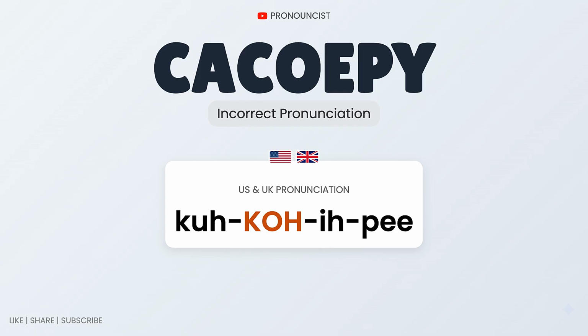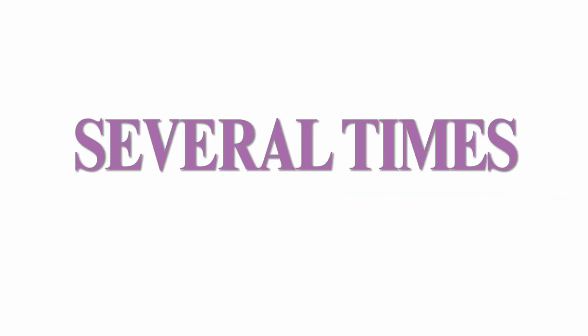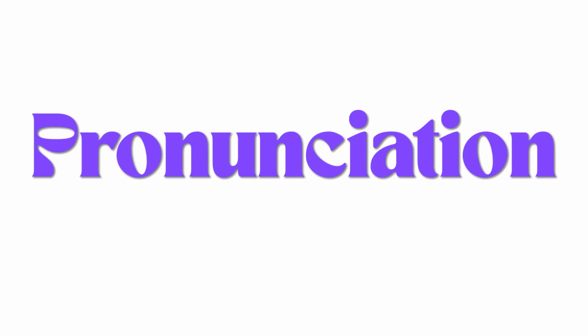CACOEPY. Practice repeatedly and you'll soon be able to say this word perfectly. The best way to practice is to repeat the syllable multiple times. The meaning of the word is incorrect pronunciation. Try repeating this word several times to improve your pronunciation.